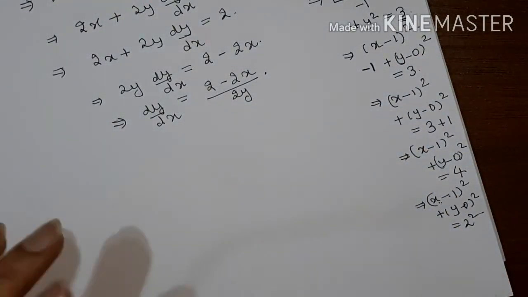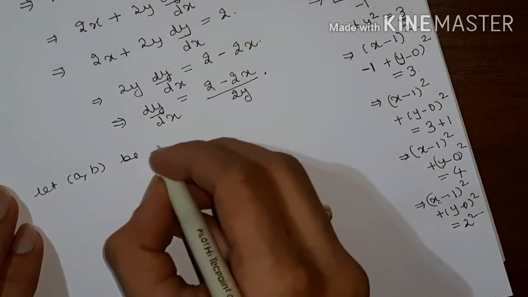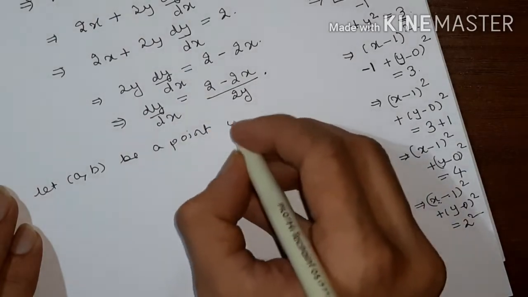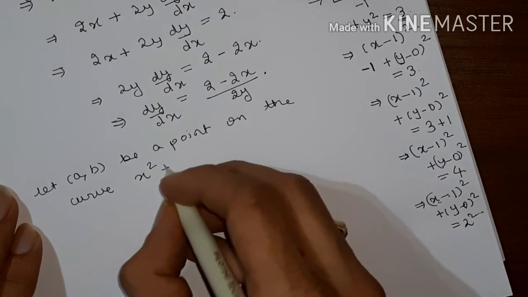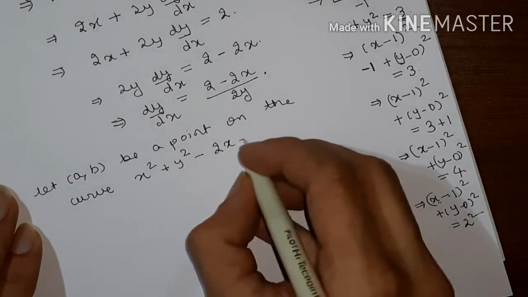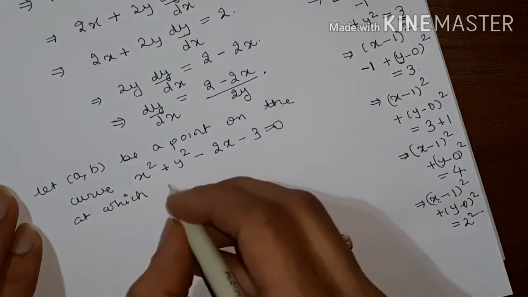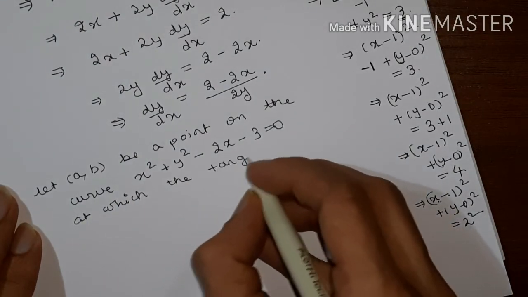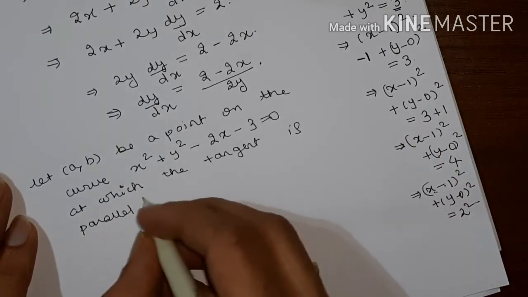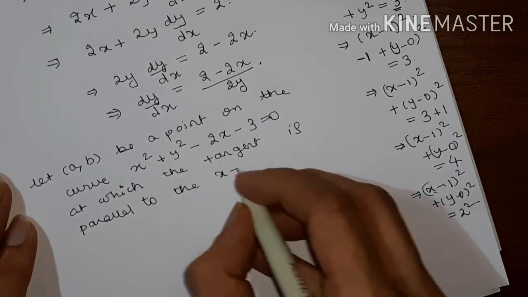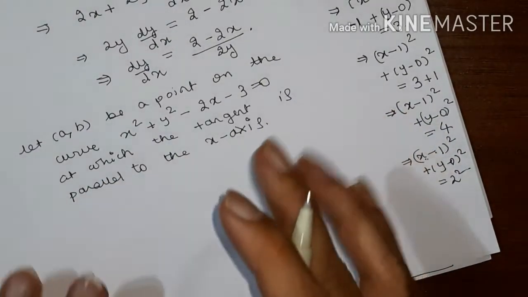Now we have to take the condition. So let a comma b be a point on the curve, which is x square plus y square minus 2x minus 3 equal to 0, at which the tangent is parallel to the x axis. So this is what we have.